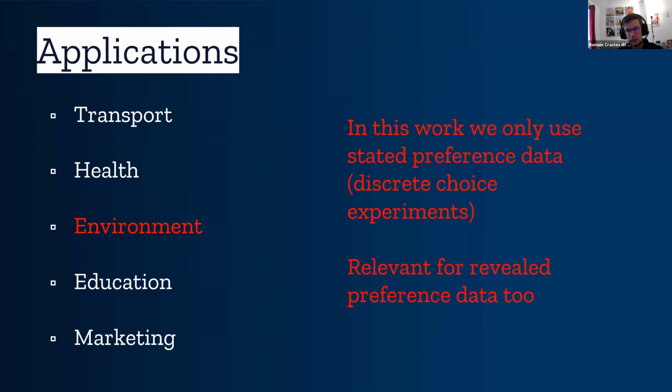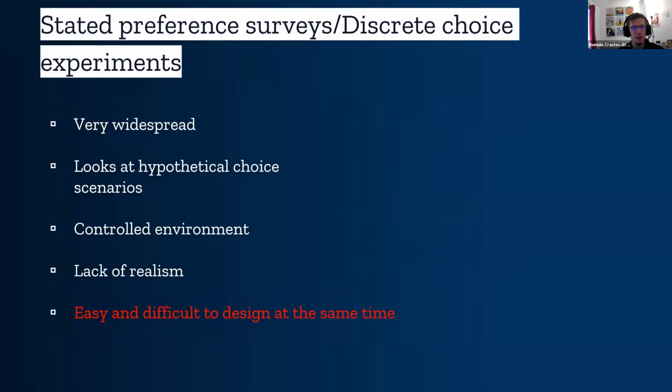In this work today, we only use stated preference data, which come from what most of you might know as discrete choice experiments. But this work is relevant for revealed preference data too, anything which has to do with the modeling of preferences really, and the valuation. So I'm going to call this stated preference surveys, but you might know this again as discrete choice experiments.